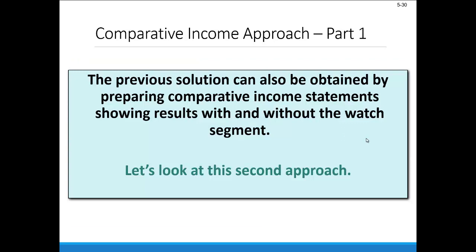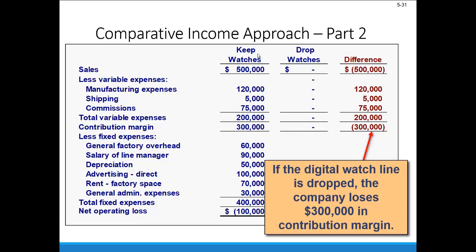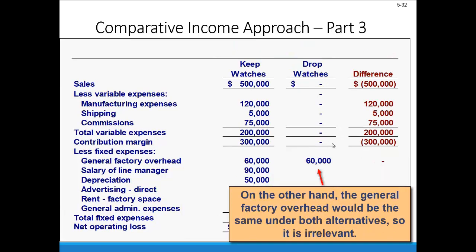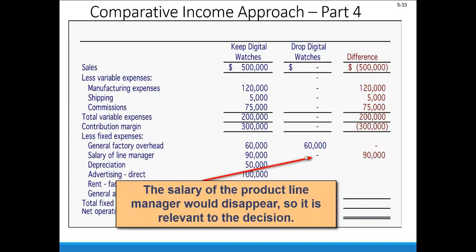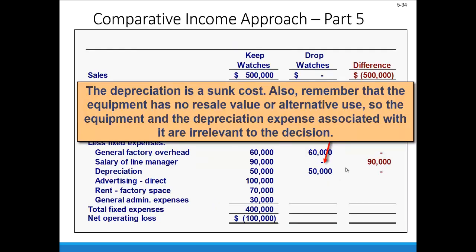We can also come up with that same solution by preparing comparative income statements, showing sort of a keep and drop scenario. So here is what that would look like. Keeping the watches, we've got the full income statement there, $500,000 in sales, all the way down to this on paper net loss of $100,000. But up to that contribution margin line, we see that we're losing $300,000 in CM if we drop the watches. On the other hand, that general factory overhead continues under both alternatives, right? We can't avoid that fixed cost. Salary of the product line manager, though, that does go away, so there's a difference.